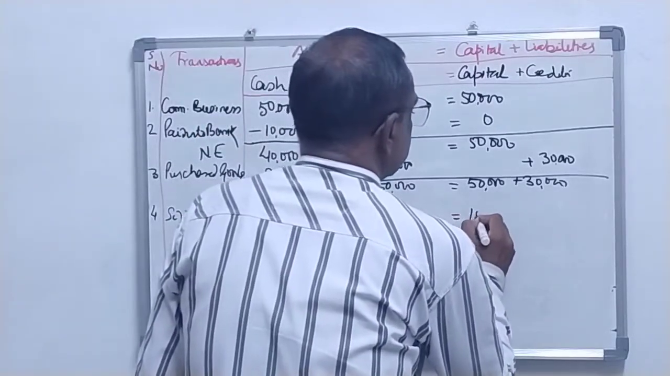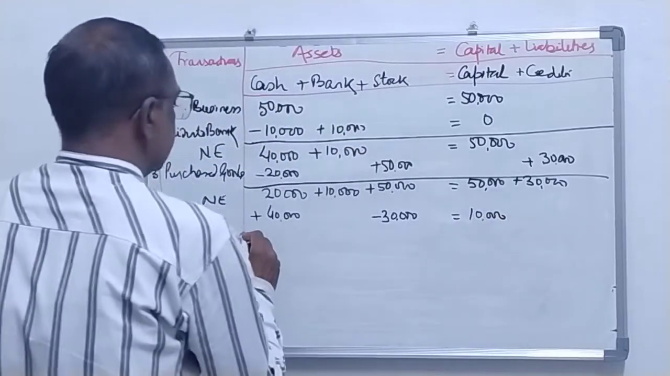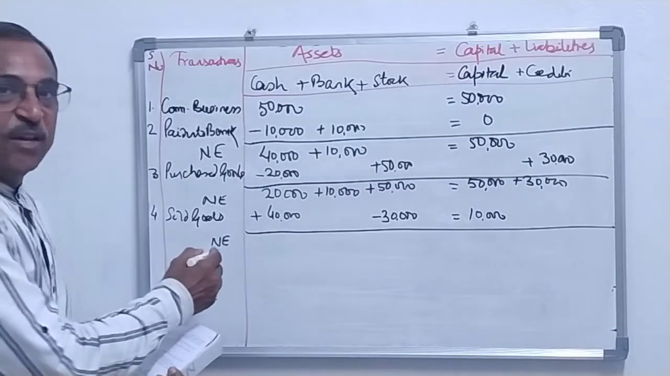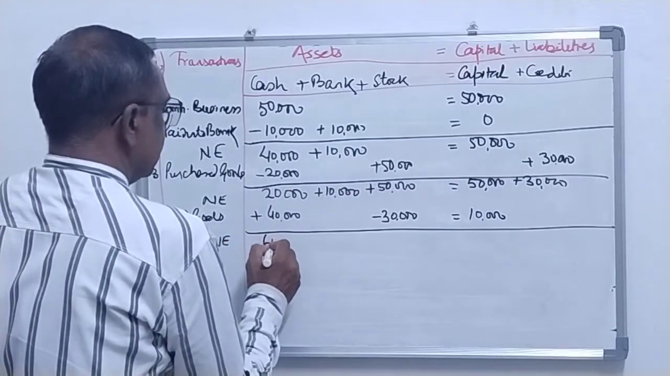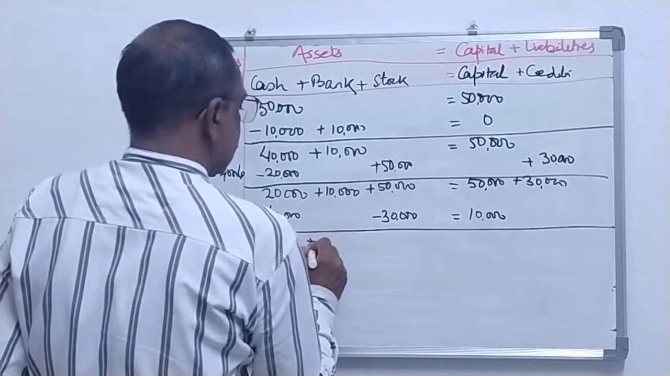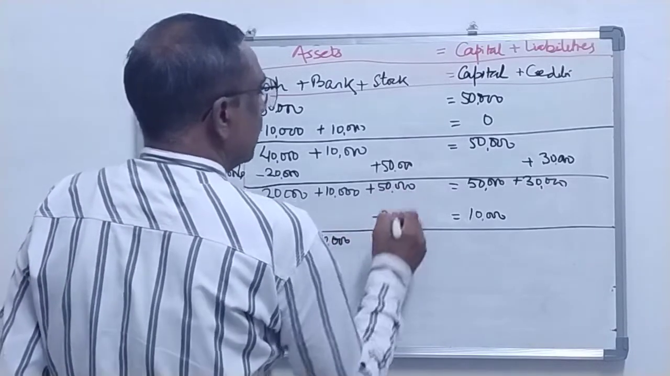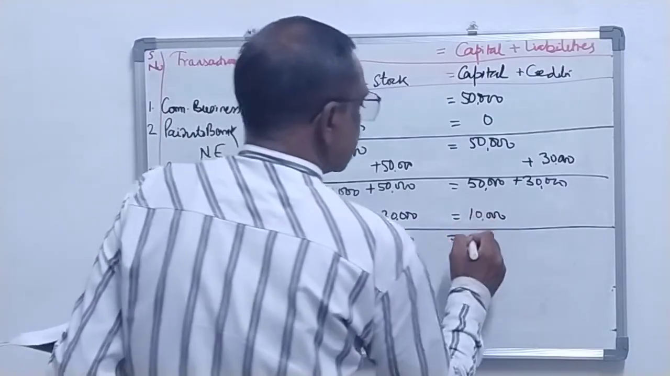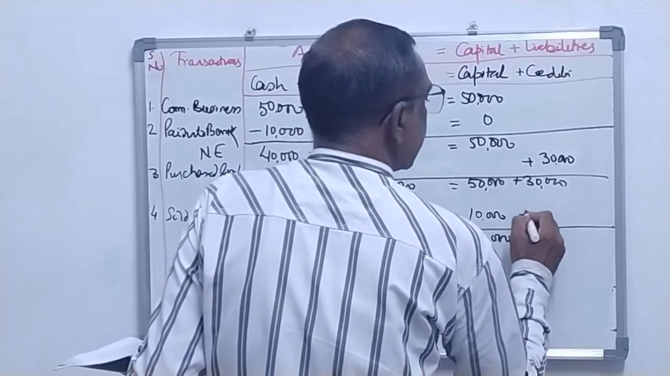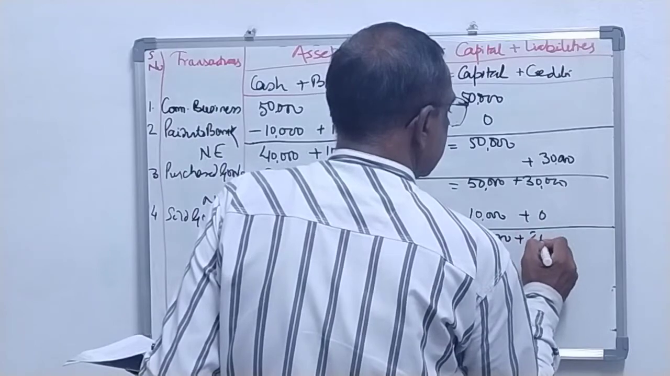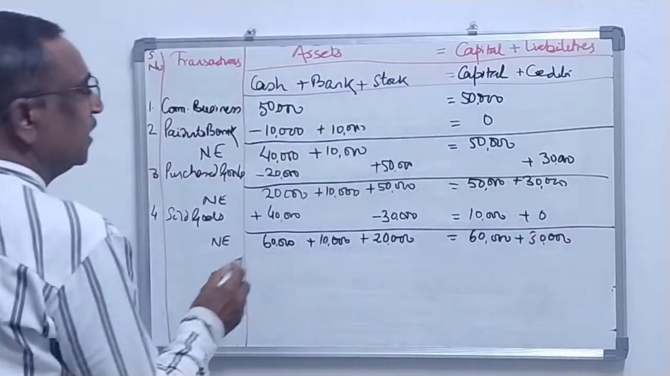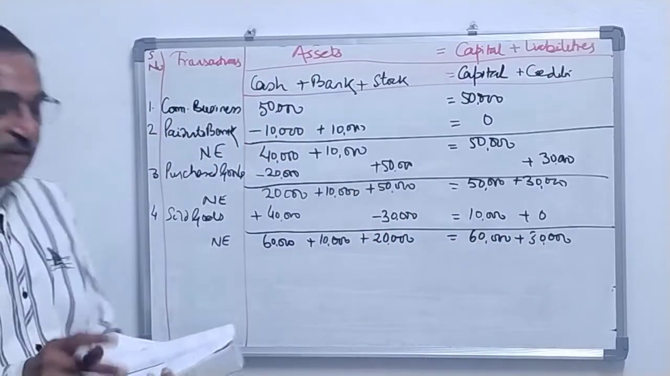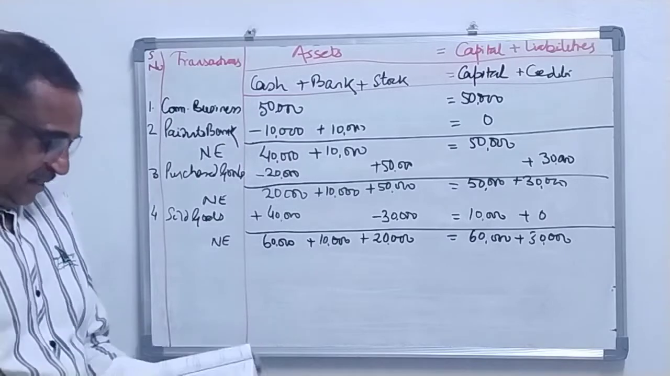So now the new equation is 60,000 plus 10,000 plus 20,000 equals 60,000 plus 30,000. Now the total is 60, 70, 90. 60 and 30, 90. Here again our accounting equation tallies.